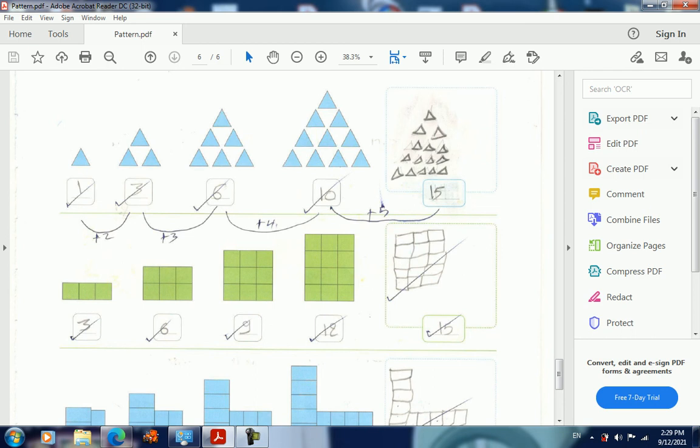The very bottom row should have 5 triangles. The row above it will have 4. Then the next one will have 3. The next one will have 2, and the last one will have just 1.